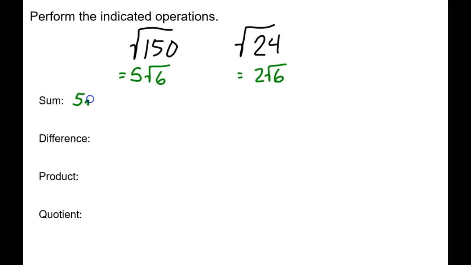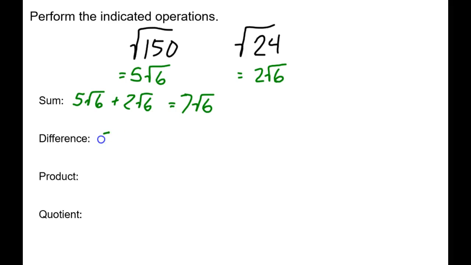So now the first operation we want to find is the sum of these two numbers. We have 5 radical 6 plus 2 radical 6. We treat that radical the same way we would a variable. So if we had 5x plus 2x, we would just add the coefficients in front to get 7x. The same thing here. If we have 5 radical 6 plus 2 radical 6, we add the coefficients together in front to get 7 radical 6.